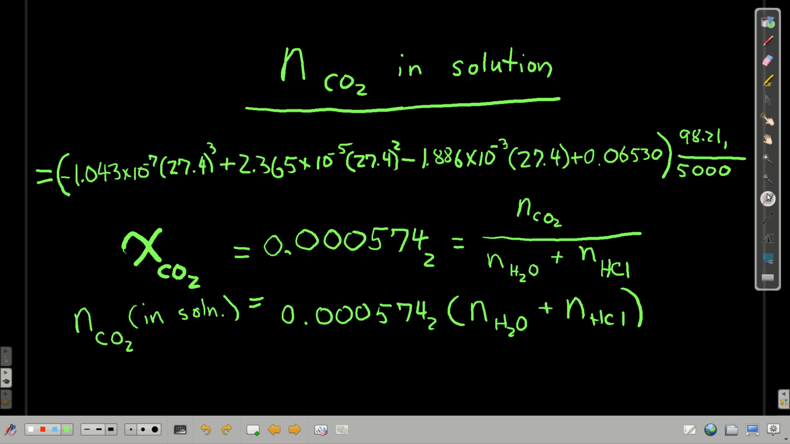Now, mole fraction is just the moles of the component divided by the total moles in solution. So moles of carbon dioxide divided by the moles of water plus the moles of HCl. Rearranging this a little bit, solving for moles of carbon dioxide in solution, just cross multiply. It's this number times the total moles of water plus hydrochloric acid.